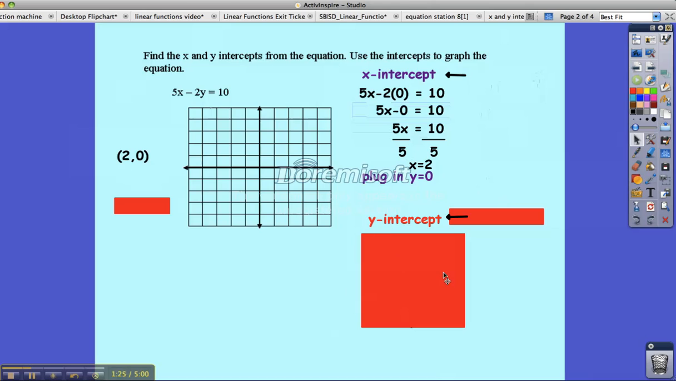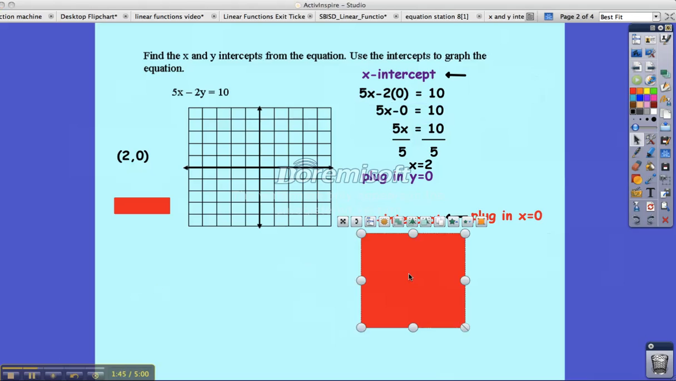So now let's do our y-intercept. I want y'all to do this on your own, pause the video and try to find it. Remember, if I'm looking for my y-intercept, then that means that x is equal to 0. So we're going to find that by plugging in x equal to 0. So go ahead and pause the video now and solve for that, and then after that you can check.